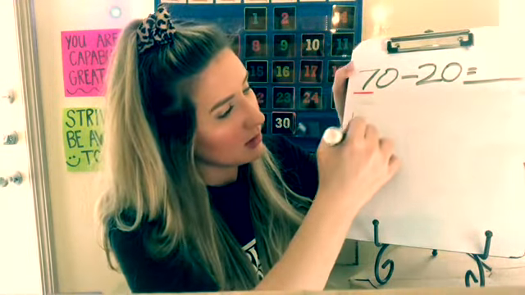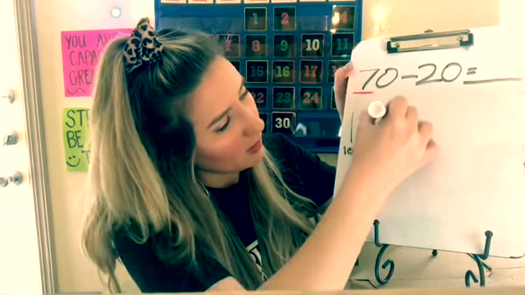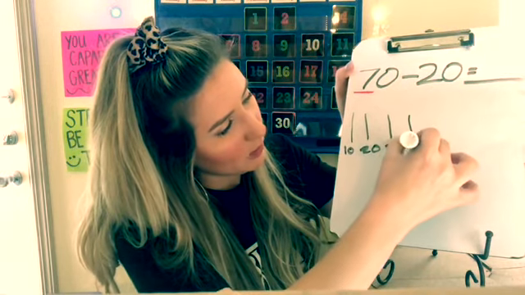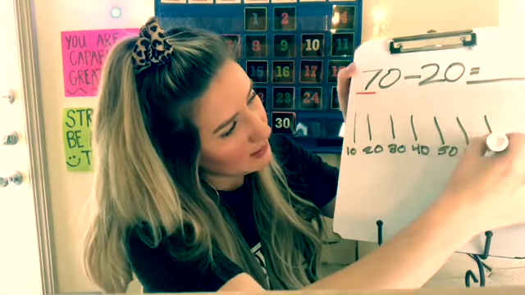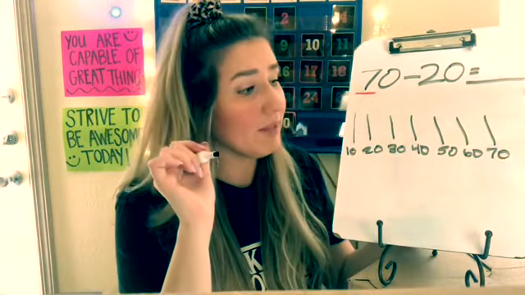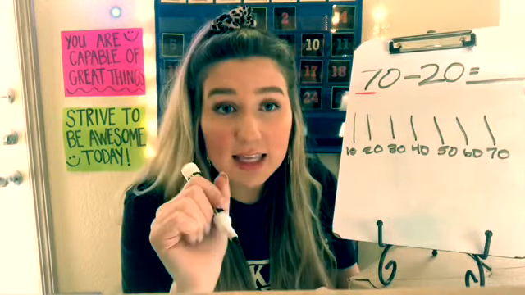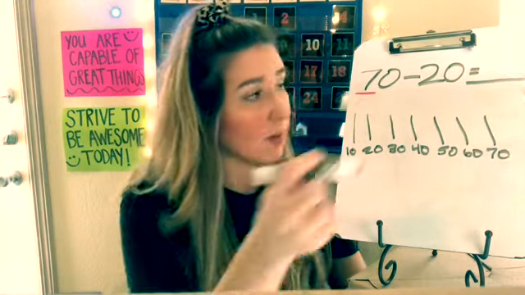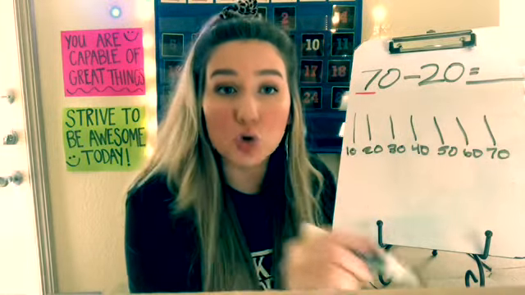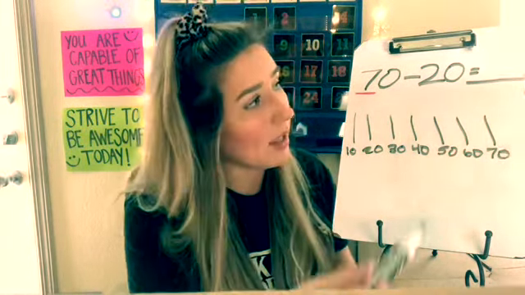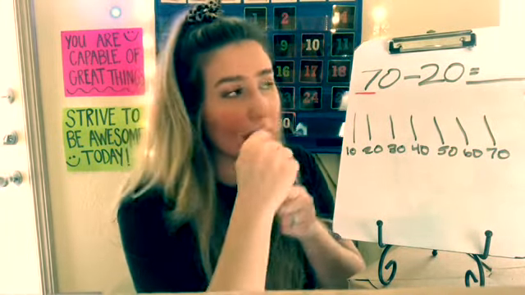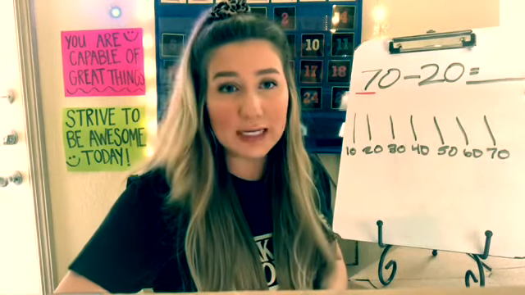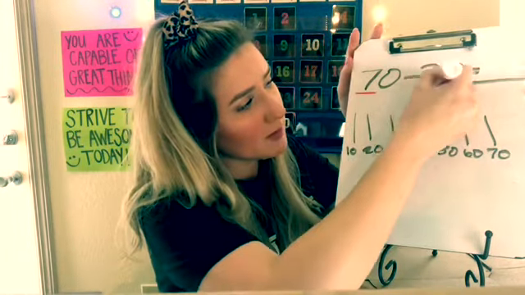Here we go. 10, 20, 30, 40, 50, 60, 70. Okay? Now, this time we are taking away. We're not adding in this problem, we're taking away. So that means I'm going to have to cross some out, okay? So I need to take away 20, okay? So that means I need to take away how many groups of 10? How many groups of 10 am I going to cross out?